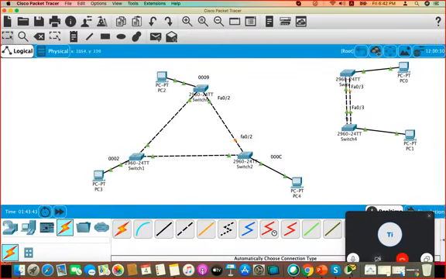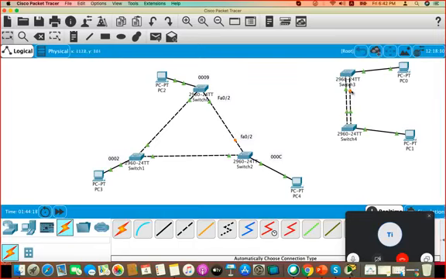If the loop happens again and again, and the same frame reaches the same switch again and again, and the switch again forwards the same frame to the second switch, then what will happen? The MAC table instability will happen. The MAC table will not be stable. Again and again, the switch will change the MAC address. And the third point is duplicate frames. Duplication will happen.